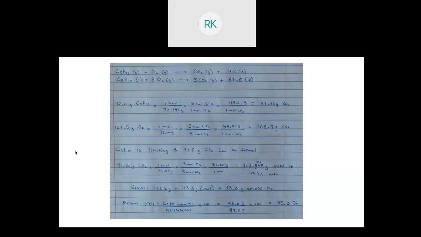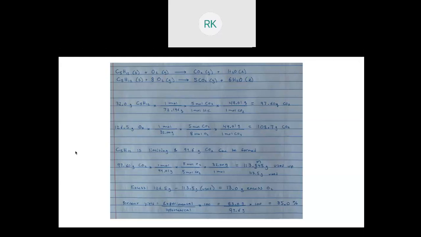So in this case, our hydrocarbon is limiting because it prevents us from forming all 108 grams that oxygen would let us form, right? The hydrocarbon only allows us to form 97 grams. And so that answers your first two questions. The hydrocarbon is limiting, and we can only form the 97.6 grams because that is kind of the limit of capabilities based on the amount of hydrocarbon we started with.